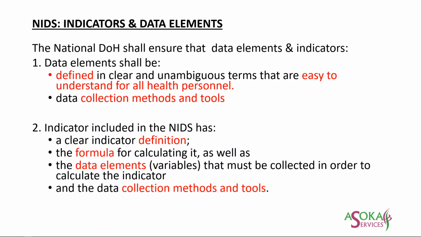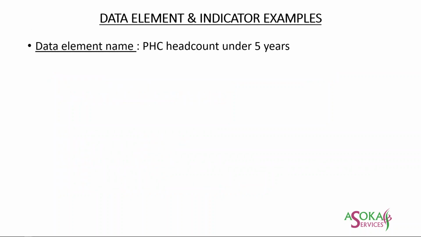So indicators also will have a definition. They will have a formula that will tell us which data elements are used to measure that indicator. And they will also have a collection tool, the method, and responsible people. Let us then look at the examples of these data elements and indicators.